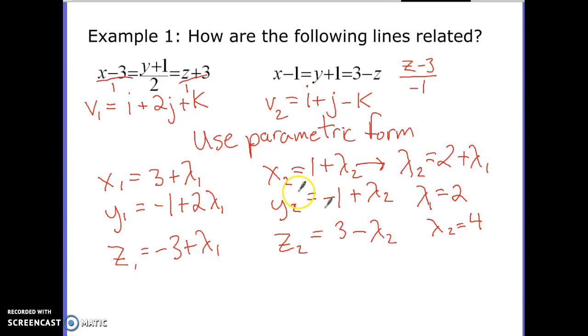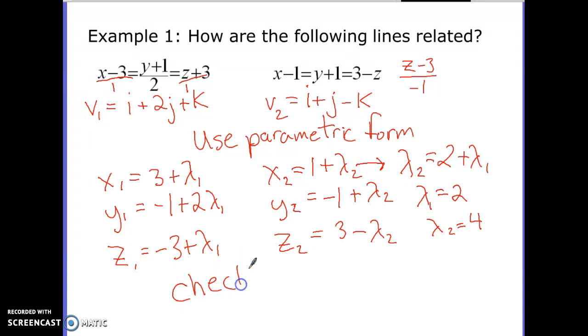We can double check that that satisfies the x and y coordinates. If I plug in lambda 1 here, I get x is 5. If I plug in 4 here, I get x is 5. Looks good, right? Same thing for y's. If I plug in 2, I get 3. If I plug in 4, I get 3. Looks good. Now we check the z's, right?